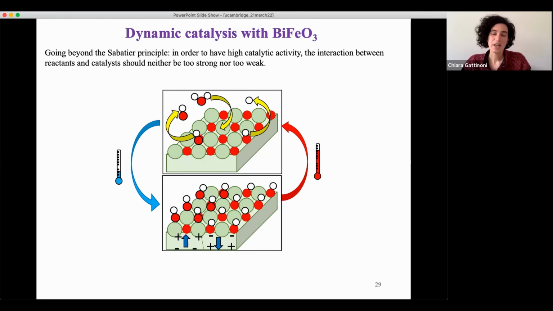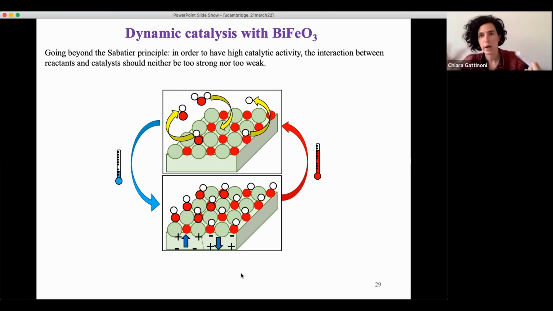It's showing ferroelectric materials in a different field, the field of catalysis, where I think they have quite a lot of potential. And this is by using dynamic catalysis. In dynamic catalysis, we want to cycle through two or more states of the surface to enhance the catalytic properties. This is an example with temperature, for a material which is ferroelectric below a certain temperature and non-ferroelectric above.